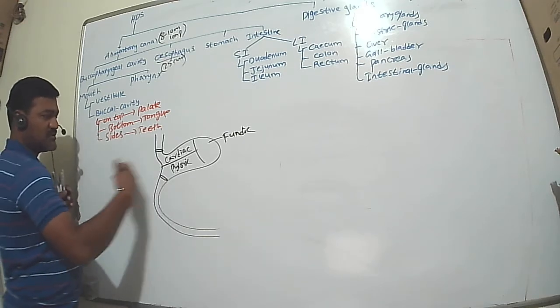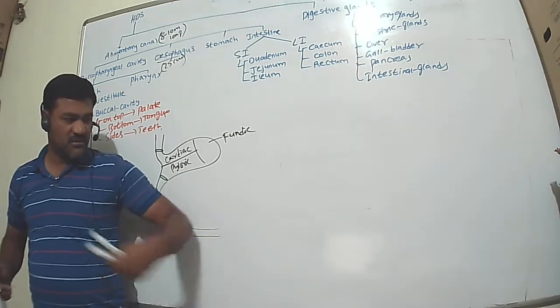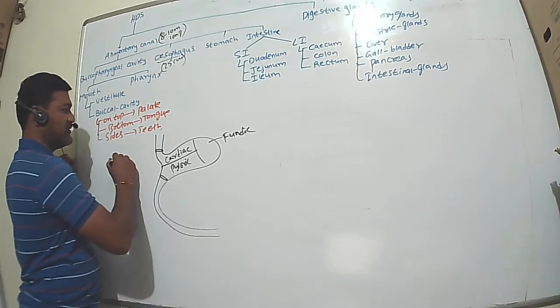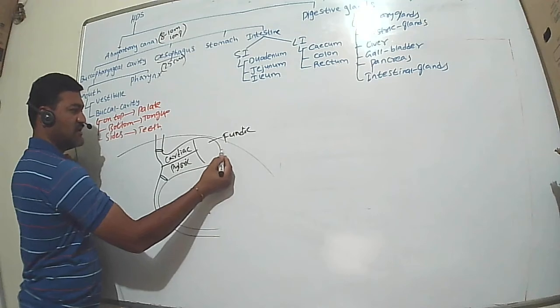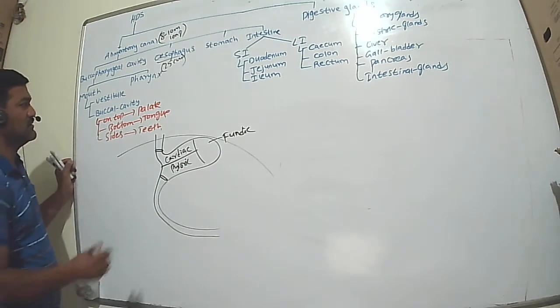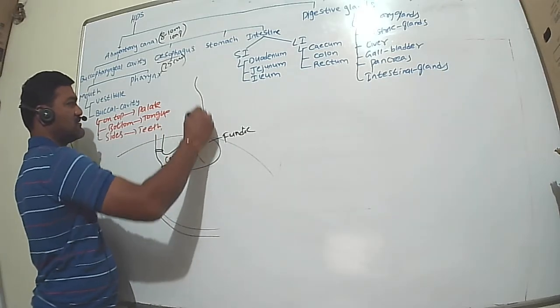Now, is the stomach on the left side or the right side? If you look at here, it's on the left side, just below the diaphragm. This is the diaphragm. Just below the diaphragm, to the left side, you have the stomach. And here you have your lungs.